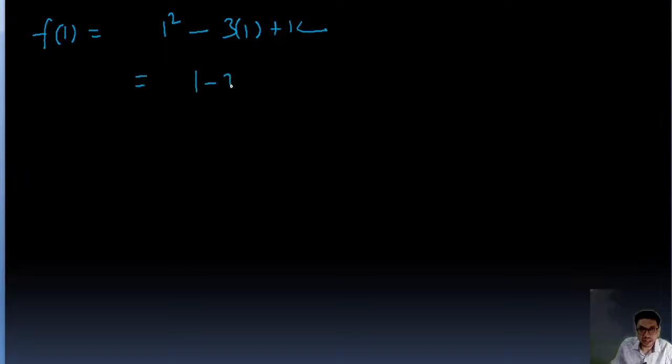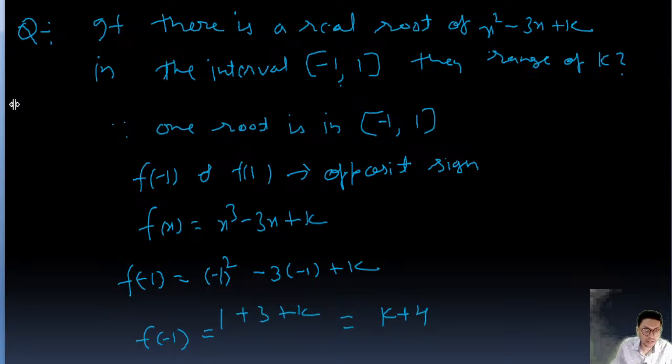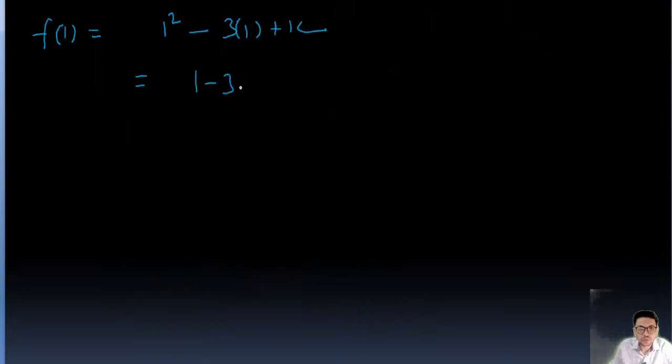Now we'll find this one, f(1). Okay, f at 1. So this is going to be 1 cube minus 3 into 1 plus k. Okay, so this value is going to be 1 minus 3. We have taken x equal to 1 and put it. So this is going to be plus k, and this value is going to be k minus 3. My apologies, k minus 2.